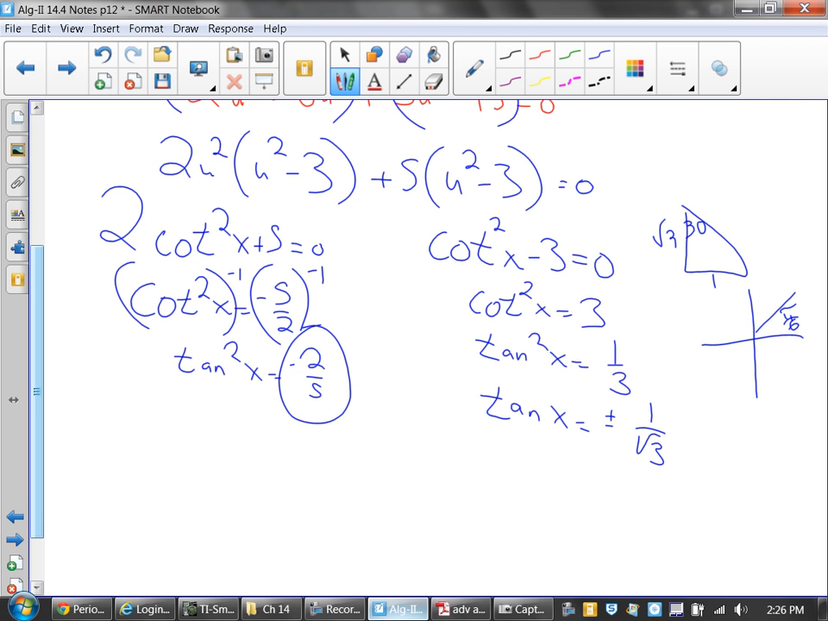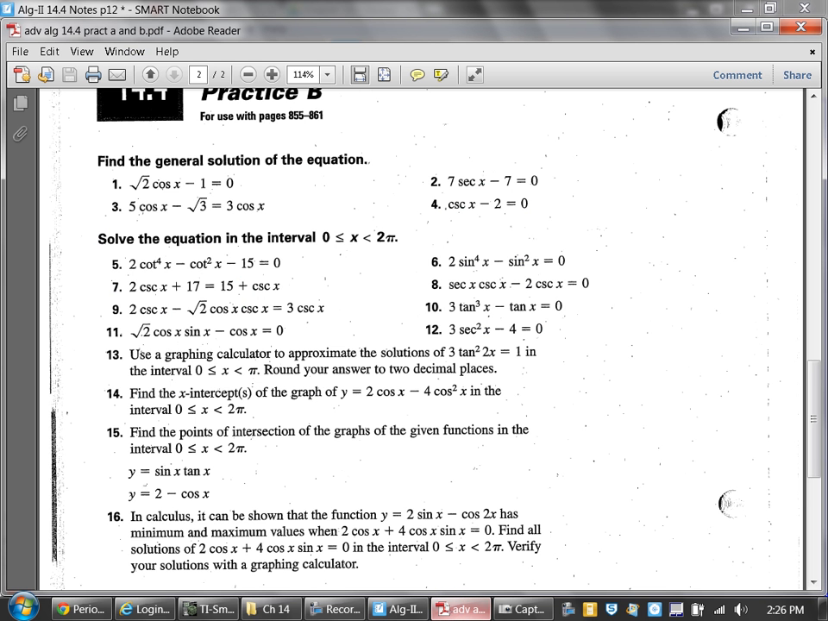What I want you guys to continue working on now, while I pass back a bunch of this other stuff, I want you to do numbers 3 through 12. Okay? I want you to do numbers 3 through 12 on that side. We'll check those tomorrow. Yeah, on the B side.